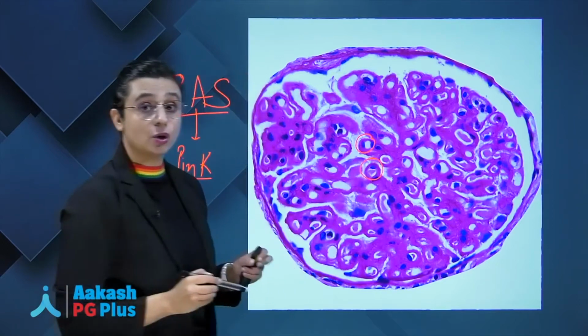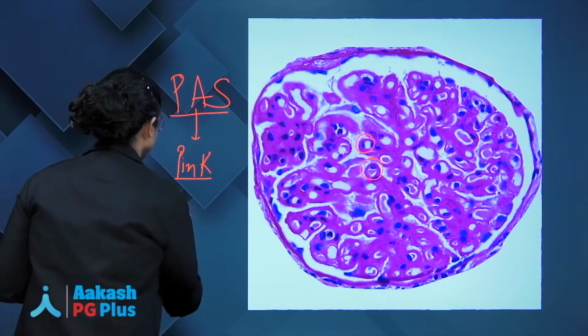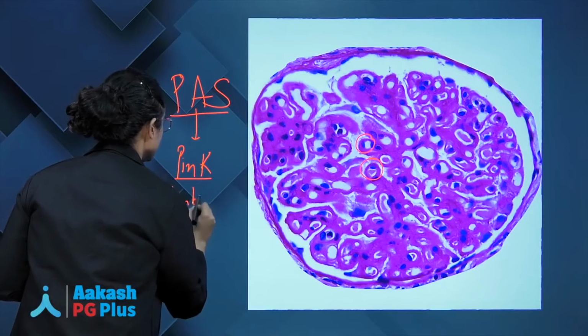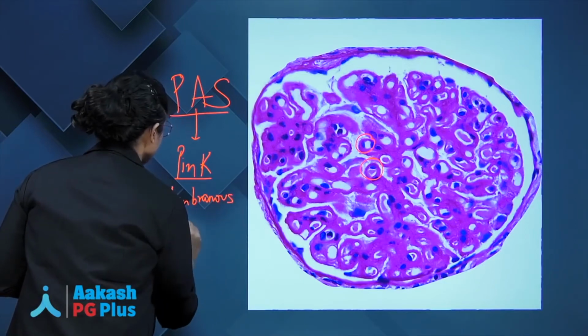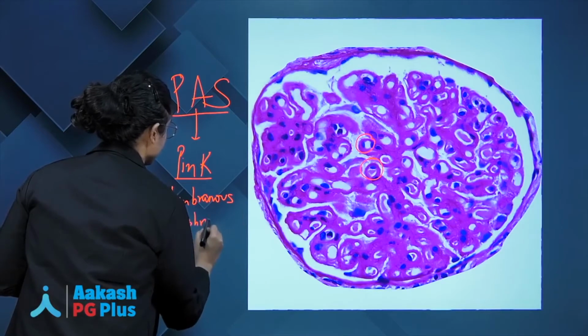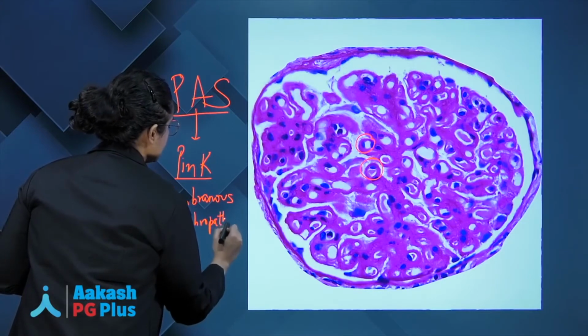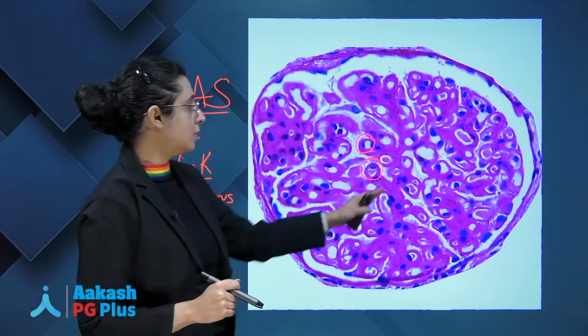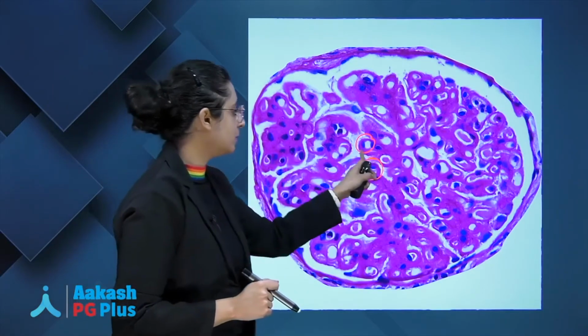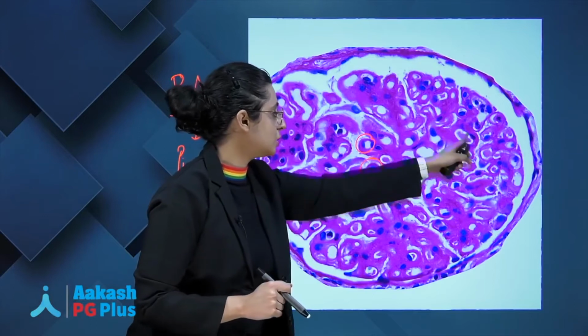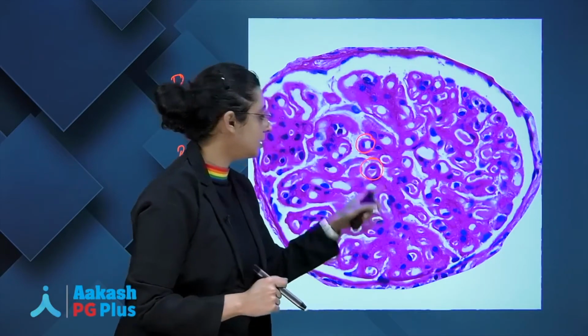which is a feature of which nephropathy? Membranous nephropathy. Easy to remember. In membranous nephropathy, there is thickening of basement membrane. So thickening of basement membrane on light microscopy, and with the help of PAS stain we can better visualize this thickening as a pinkish colored thickened basement membrane. This is number 2.